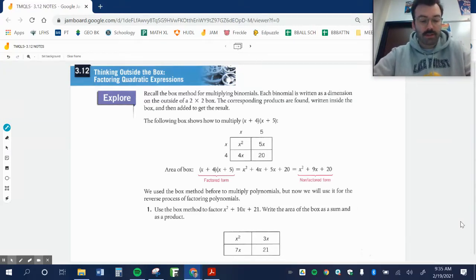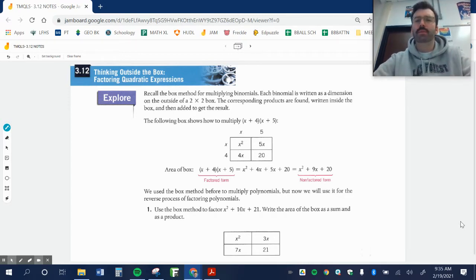We got 3.12 today. We're talking about factoring quadratic expressions. We're going to do it a little bit differently than you probably have seen it in the past, when we get to it later on in the section. But since we are factoring, you guys have been doing factoring since you were freshmen, in some way, shape, or form. So I think we can handle this.